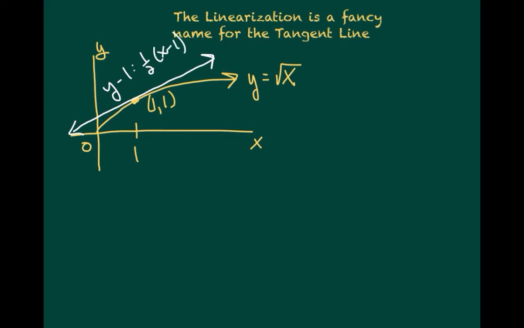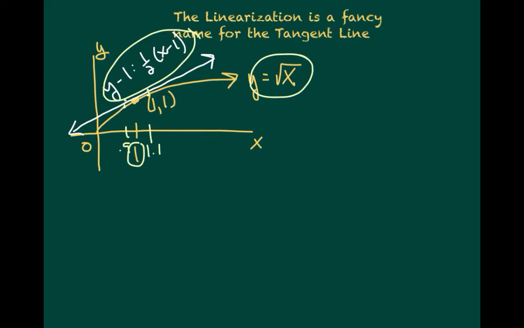And the idea of linearization is that we're going to try and estimate points that are close to 1, like 1.1 or 0.9, without having to plug them into our original function. Instead, we're going to figure that as long as we're close to 1, anything on this line will be close to the real y value. That if I'm on the white line, that's awfully close to what the value is on the yellow line. But as you can see, a line is much easier to calculate with than functions.